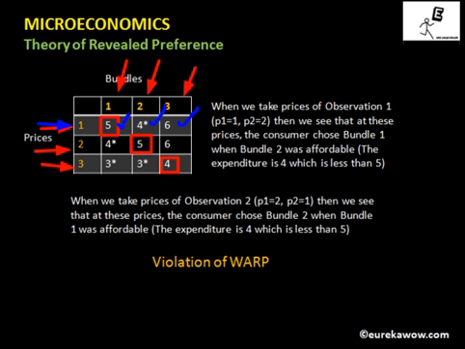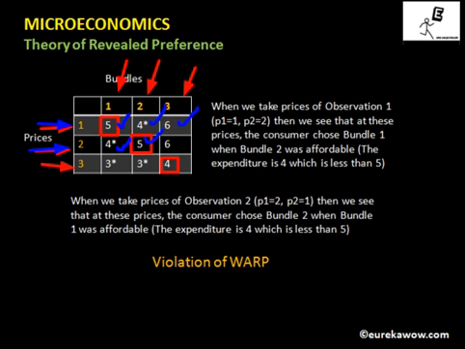Similarly, when we take prices P1 and P2 corresponding to observation 2, we will find that since this 5 is greater than 4, 2 is directly revealed preferred to 1. So the bundle 1 is directly revealed preferred to 2 and the bundle 2 is directly revealed preferred to 1. Therefore, we conclude that WARP is violated in this case because WARP says that if one bundle is directly revealed preferred to the other bundle, then the other bundle cannot be directly revealed preferred to the first bundle.